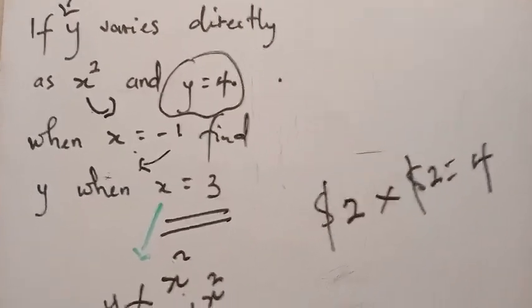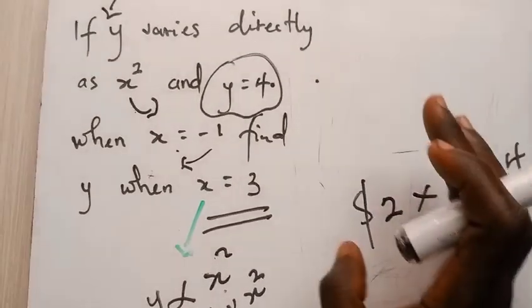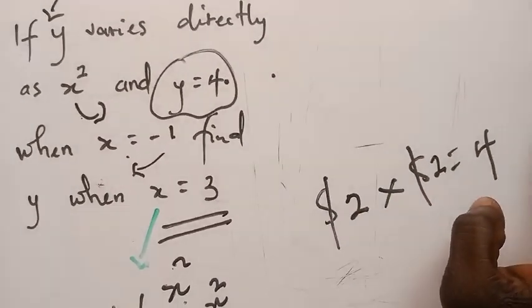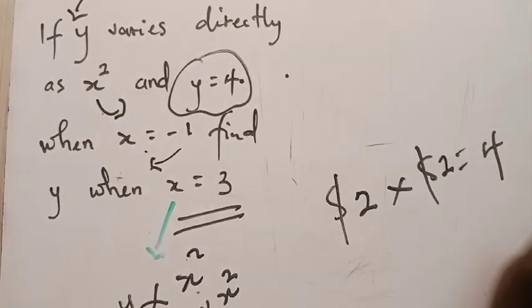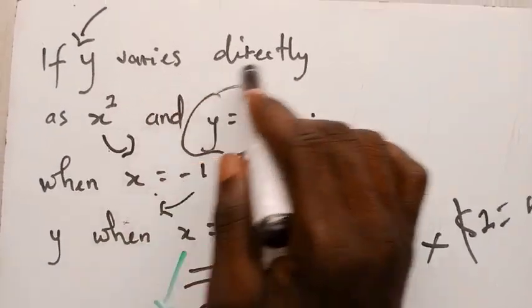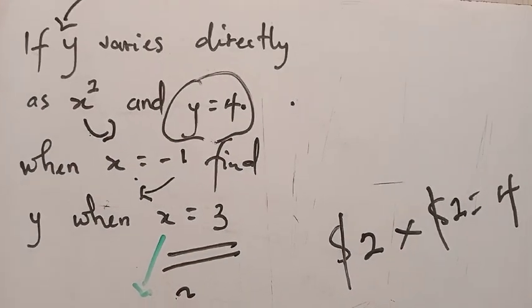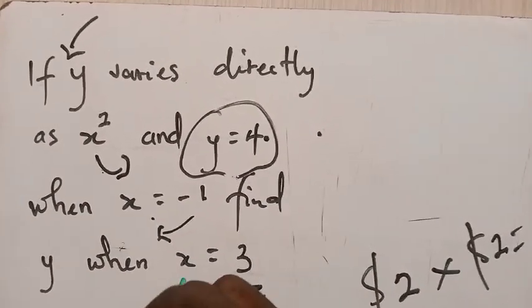Is that okay? If you don't understand this, or it doesn't make any sense to you, just hold on a second. Make sure that you stay here to the end of the video and then have a better understanding. What does it mean for y to vary directly as the square of x? That is the point here. Now let me break it down for you.